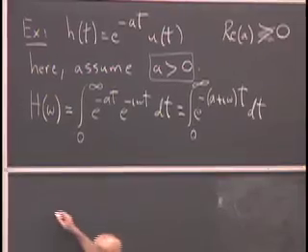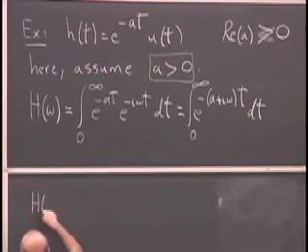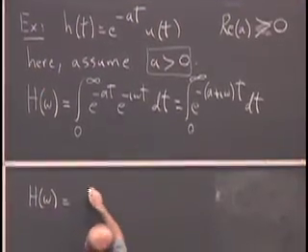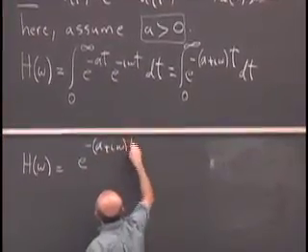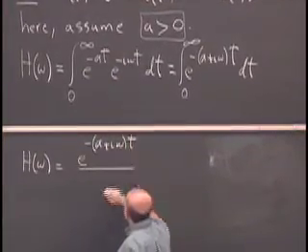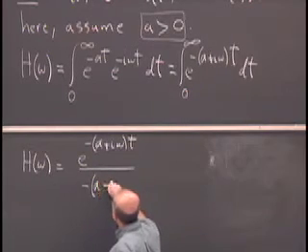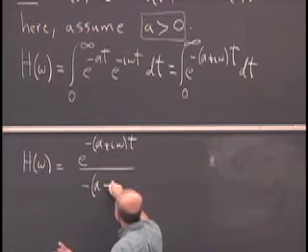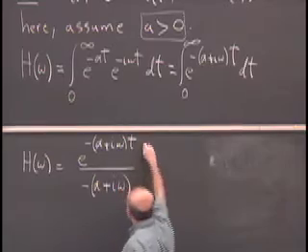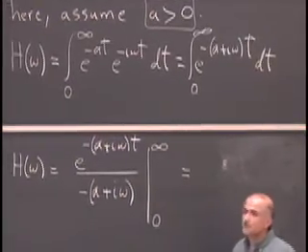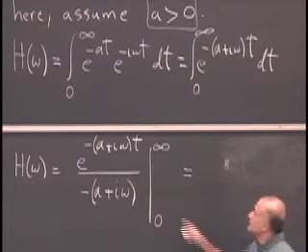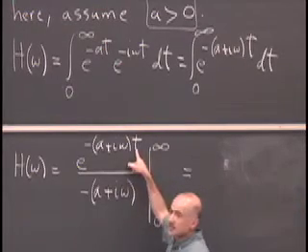And what's that? I'm sorry, I didn't hear you. e to the negative t times quantity a plus i omega, all over negative a plus i omega, between 0 and infinity. Okay. So if you plug in infinity for t, you're going to get 0.